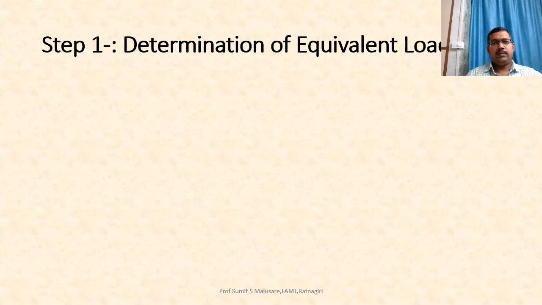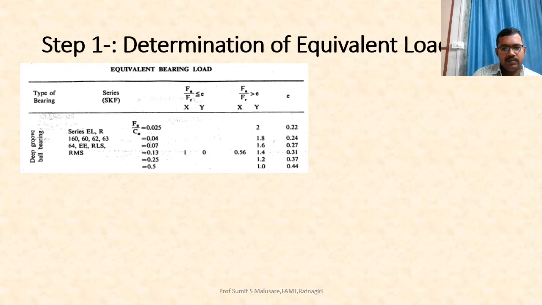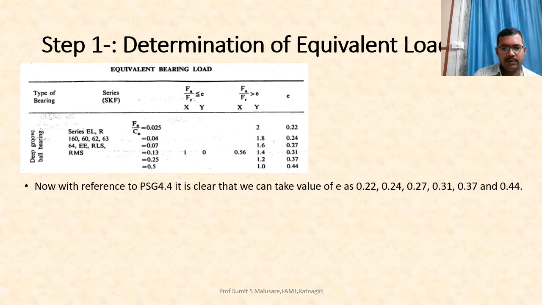Step 1, determination of equivalent load continued. This is a standard table given for deep groove ball bearing on PHG 4.4. In the first column they have given the type of the bearing, then in the third there will be the FA by C0 ratio, and in the last we get the value of E. In our case FA by FR is 0.5. So in order to make FA by FR greater than the value of E, I can assume a value of E less than FA by FR, such as 0.44, 0.37, 0.27, 0.22, anything; I can choose any value.